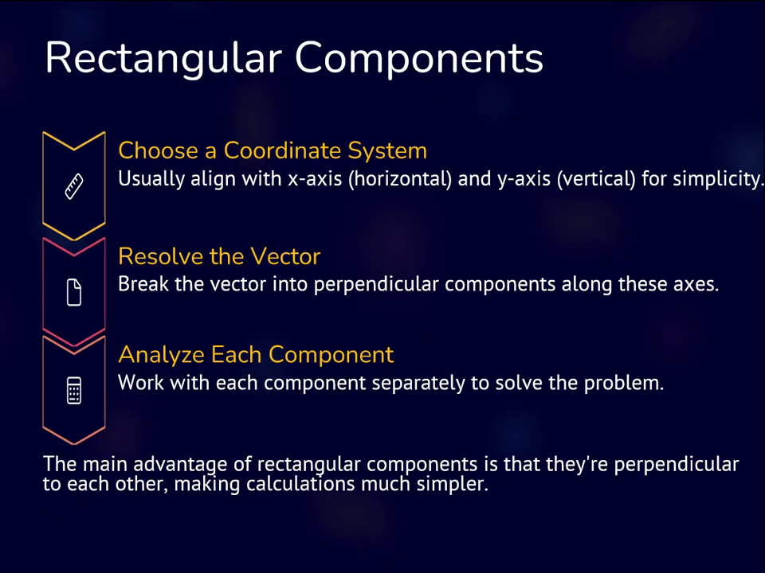We usually resolve vectors into rectangular components, meaning we've aligned with the x-axis, which is the horizontal, and the y-axis, which is the vertical. Why do we do this? Because they're perpendicular, which makes the calculations simpler. So to do this, draw a right triangle where the vector is the hypotenuse. Then you work with each component separately, just like solving a triangle in geometry class. This method is essential for analyzing forces like inclined plane problems or projectile motions. Spoiler alert, we'll be doing those soon.